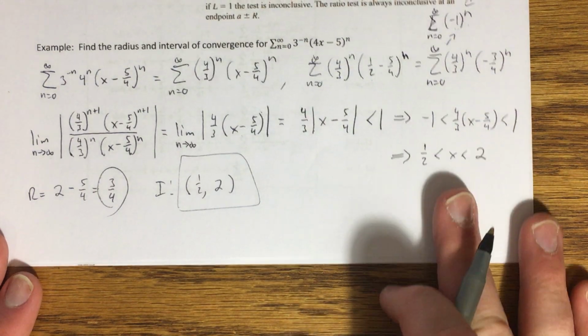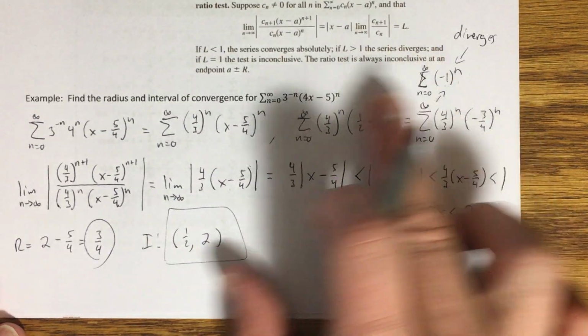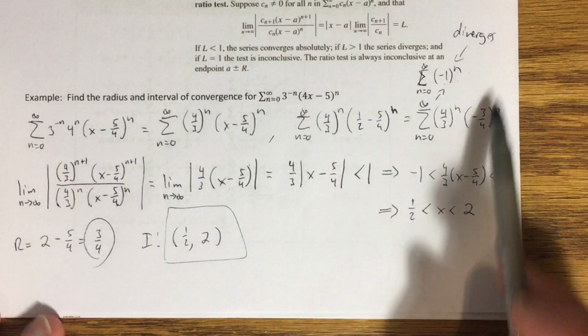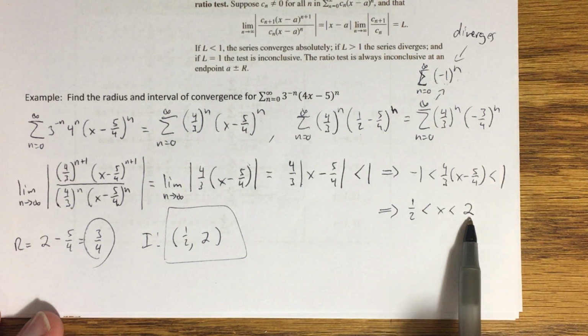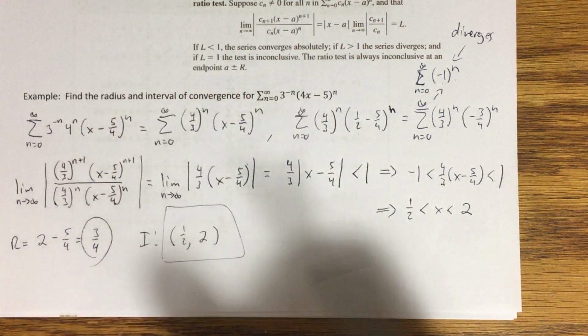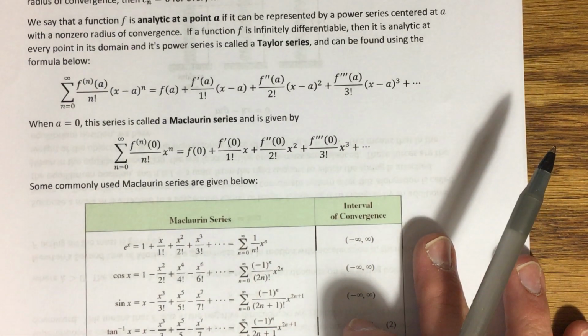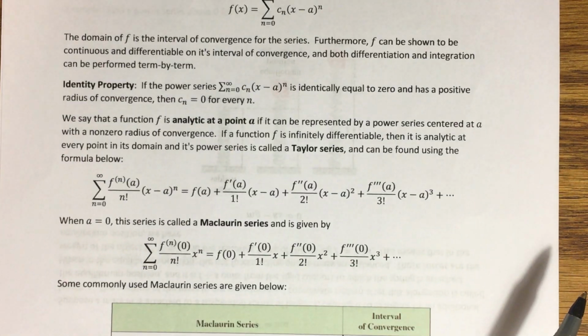Okay? I didn't make very good use of my space here, and I also didn't write out what it looked like when I checked this endpoint in my original series for convergence, but this is meant to just be a review, so we're going to be a little bit lax on how much we show here.